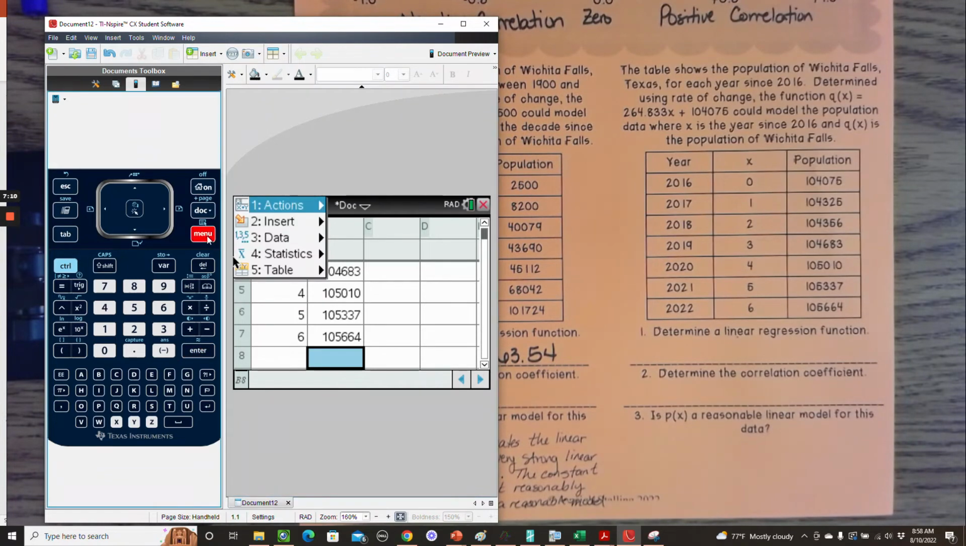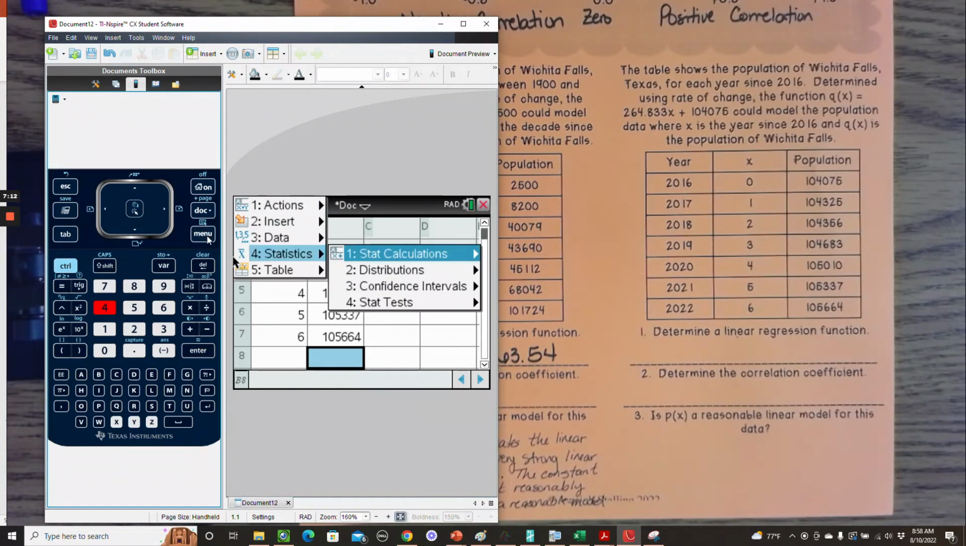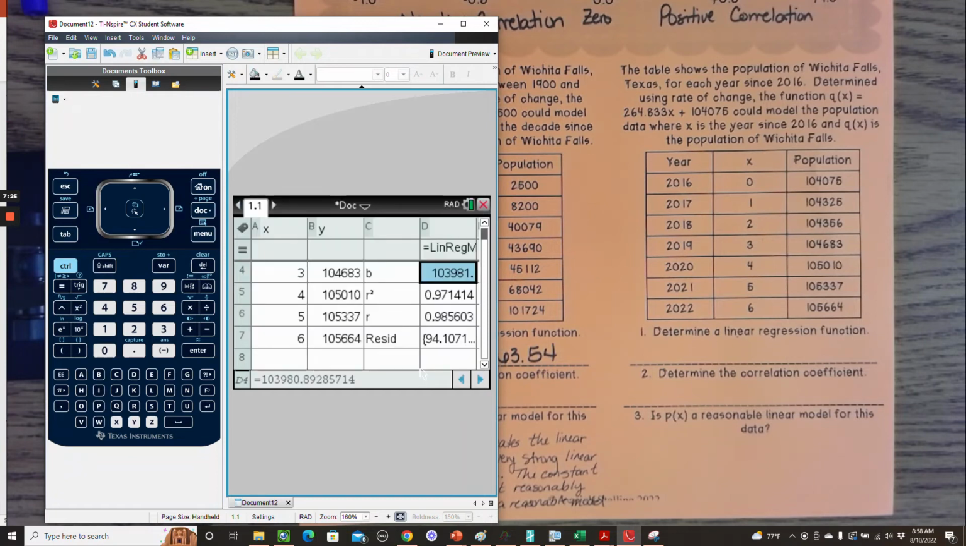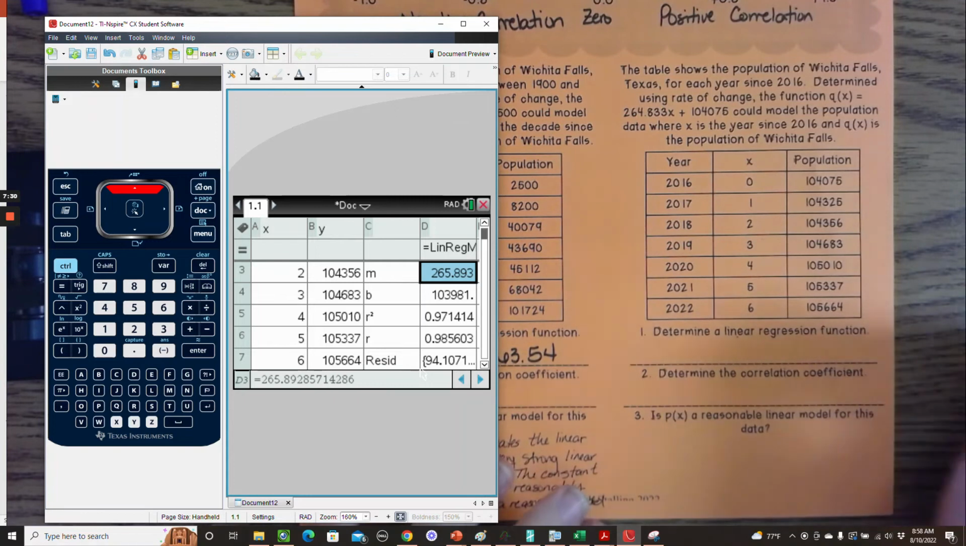Okay, menu 4, 1, 3. And I will be giving you a notes handout, a calculator tip page that lists all these steps so you have something that you can go back and reference to do this. Okay, so here we have, and we're going to round off a little bit here.